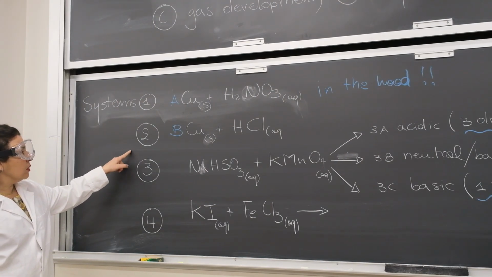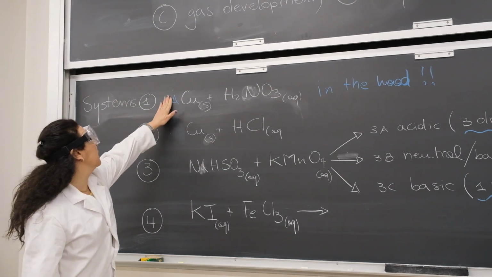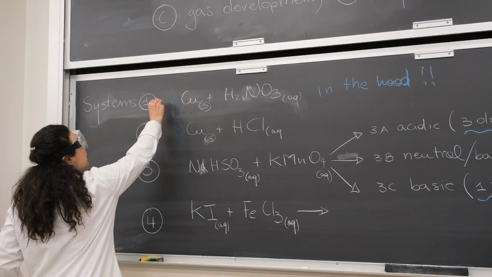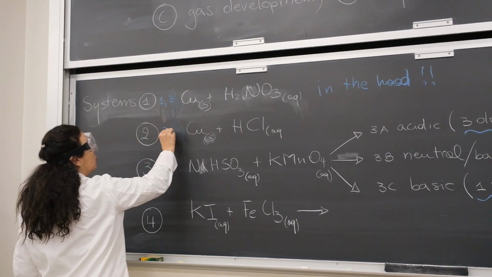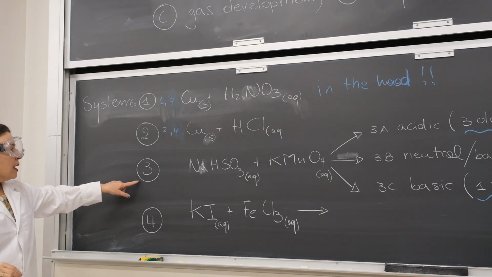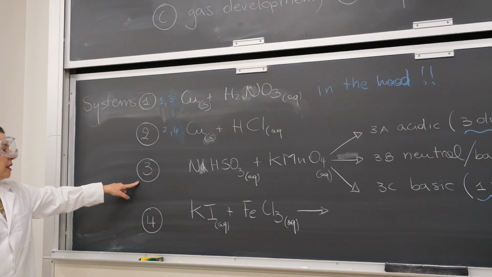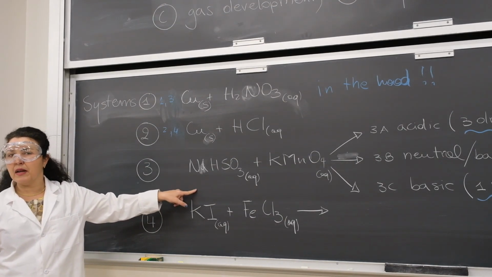System 2, so this is 1 actually and 2. Benches 1 and 3 will work on A, and benches 2 and 4 will work on B, on number 2. Number 3 is a reaction between, what is the name of this compound? Can anybody tell me?